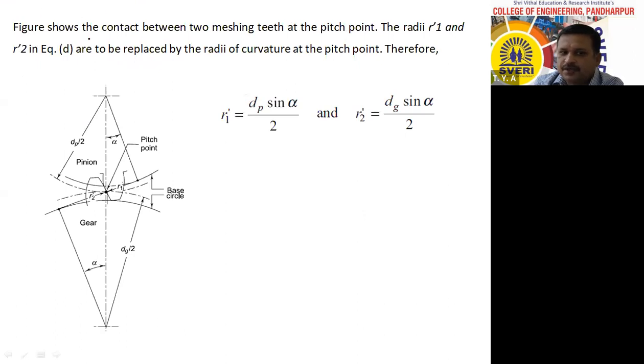Therefore, the figure shows the contact between the two meshing teeth at the pitch point. The radii R1 dash and R2 dash are to be replaced by the radii of curvature at the pitch point. Therefore, R1 dash is equal to dp sin alpha divided by 2 and R2 dash is equal to dg sin alpha divided by 2. See that these are R1 dash and R2 dash. R1 dash is here, R2 dash is here.